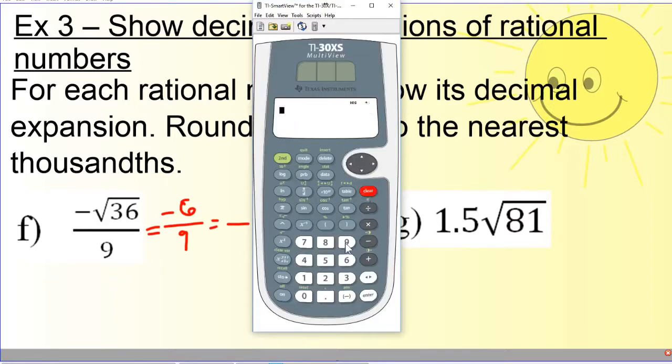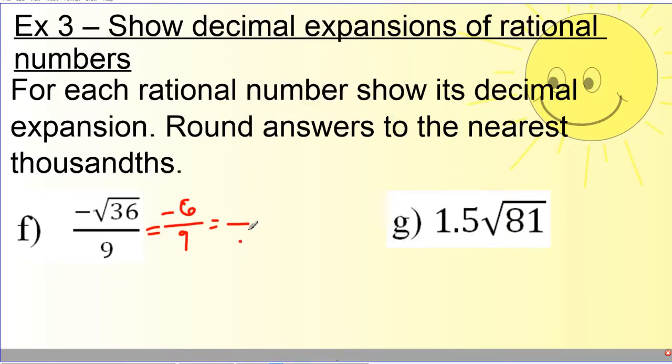Now, 6/9. We can just take 6 divided by 9. We get 0.66666666. The calculator rounds. You always ignore that last digit. Don't put too much attention on that last digit. It's just a bunch of 6s. So it's just going to be 0.6 repeated. You don't need to write all the 6s. You could, but this is simplified enough.